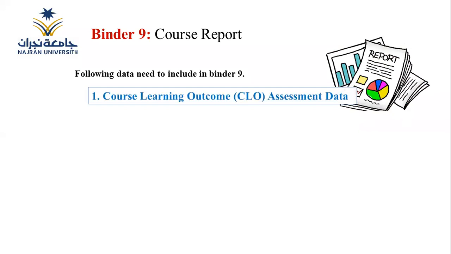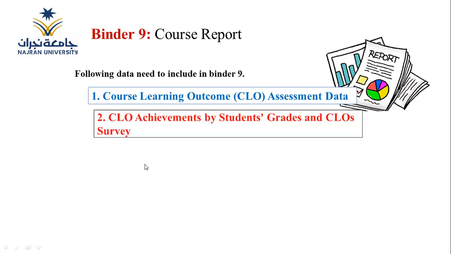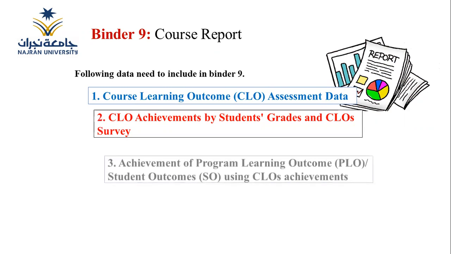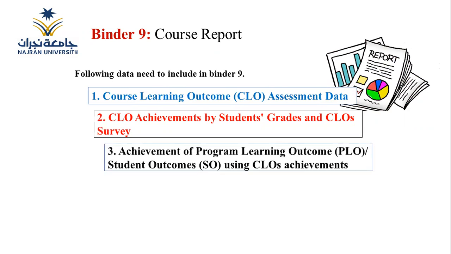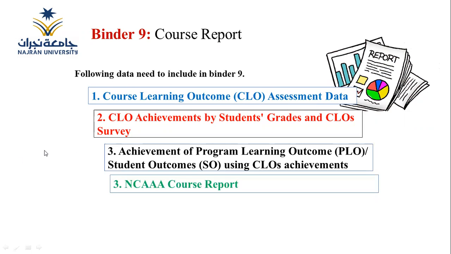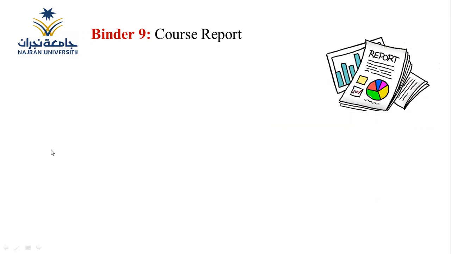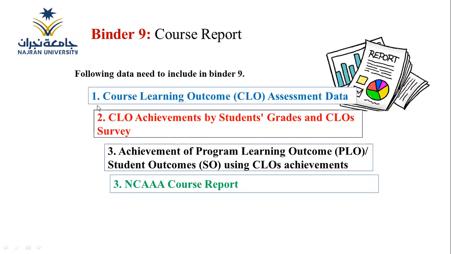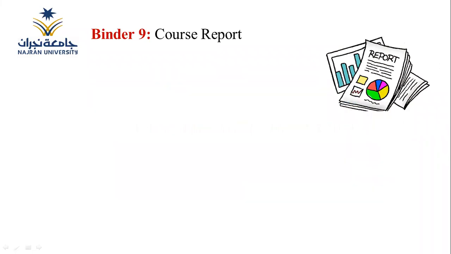The first thing, that is course learning outcome assessment data. We need to add in binder 9 the CLO achievement by student grade and CLO surveys. And we need to add the achievement of program learning outcome or student outcome using CLO achievement. We need to add the NCAA course report. So the first thing, that is course learning outcome assessment data. So what is course learning outcome assessment data?